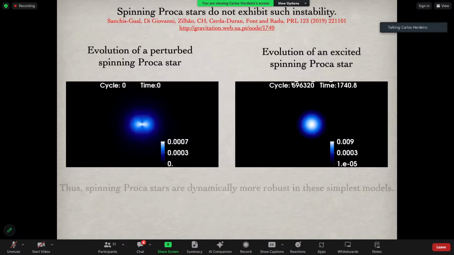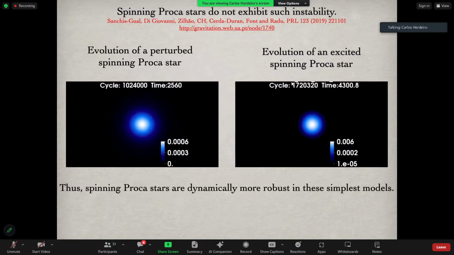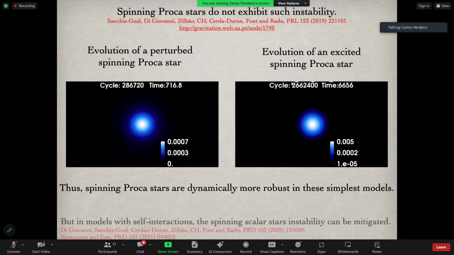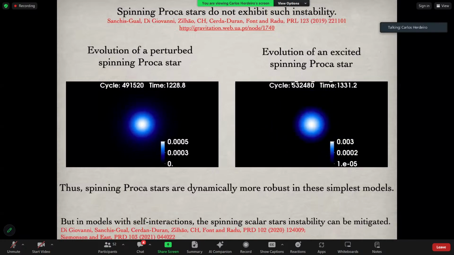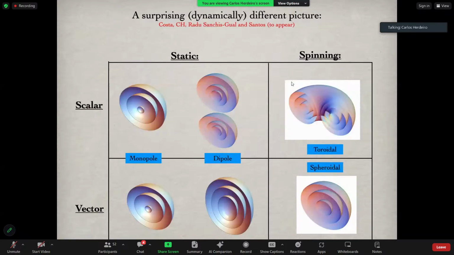So the conclusion is that spinning Proca stars are dynamically more robust in the simplest models, that is, without any self-interactions. The addition of self-interactions has an important impact on these conclusions, but I will not discuss that too much today. But for instance, in the scalar case, it can mitigate the instability and bring new regions where stars could be dynamically more robust.